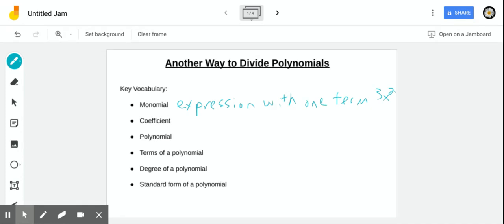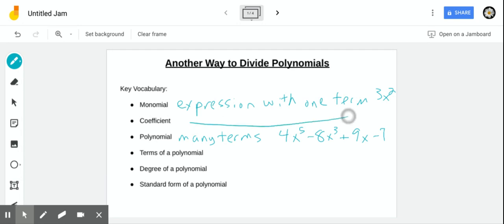Okay, a polynomial is an expression with many terms. So, for example, 4x to the fifth minus 8x cubed plus 9x minus 7. Okay, that's a polynomial. So we call it a monomial when there's one term, a binomial with two terms, a trinomial with three terms, and then once we get past trinomials, we just call it polynomials for many. The coefficient is the number in front of the x, or whatever the variable is. So the coefficient there is 3.